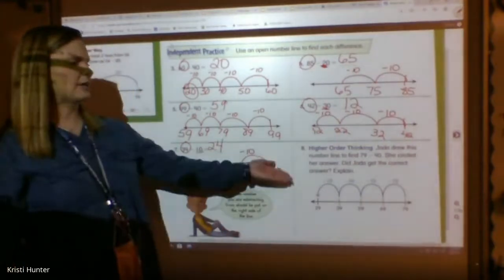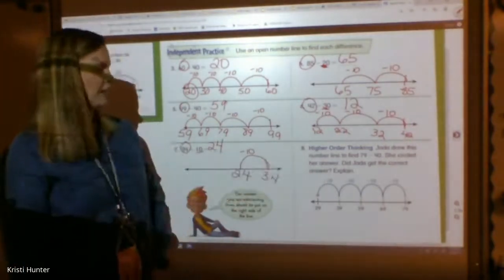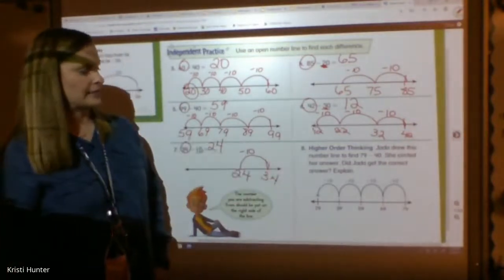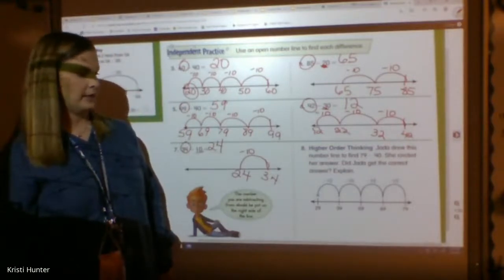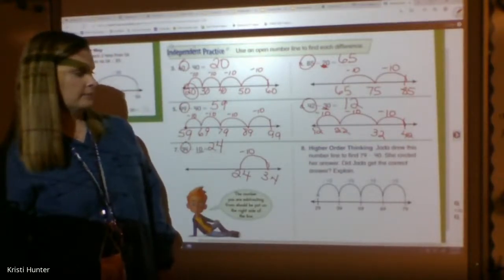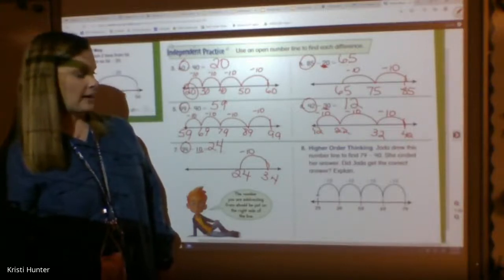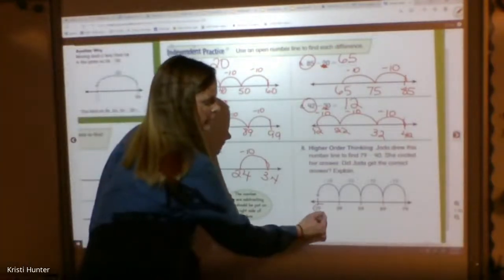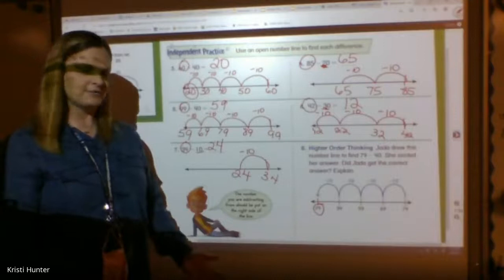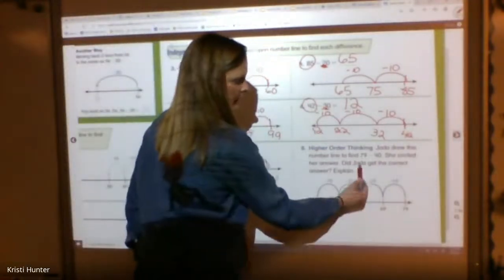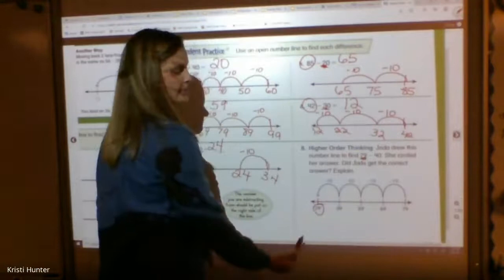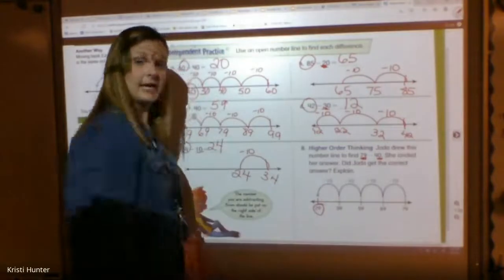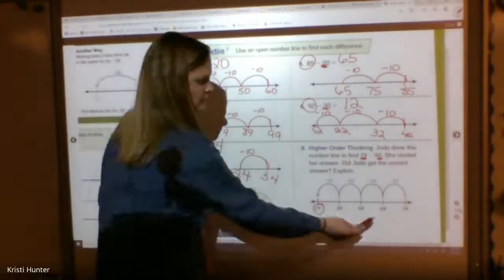Now let's see if we can take a look at this problem here and find out the answer. It says that Jada drew this number line to find 79 minus 40. She circled her answer. Did Jada get the correct answer? Explain. All right, so Jada says this is her answer, that 29. Let's see if she's right. Well, she started at 79. Yep, there's my big number. Says she jumped back 40. Well, let's see. 10, 20, 30, 40. That part looks good.